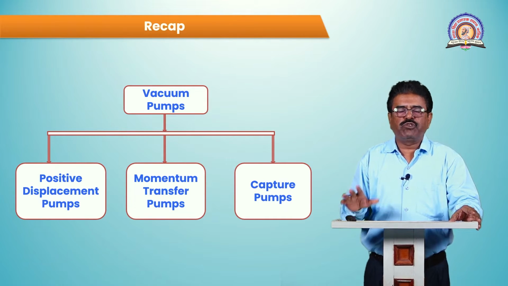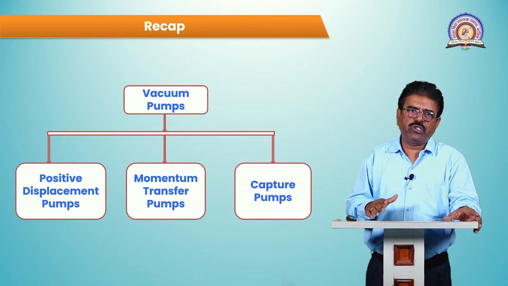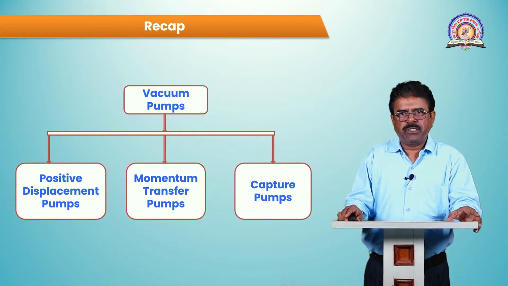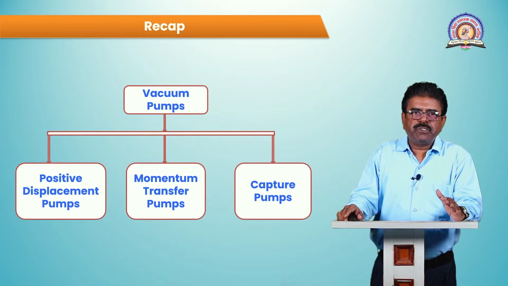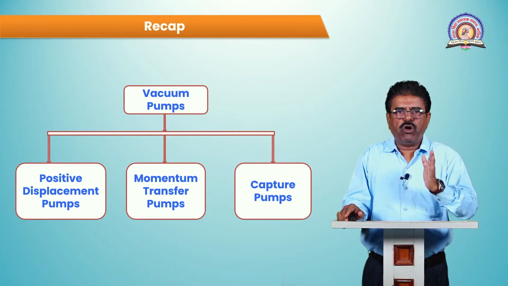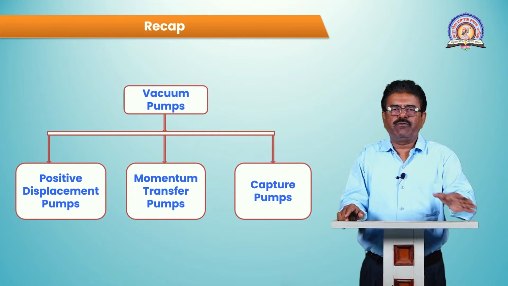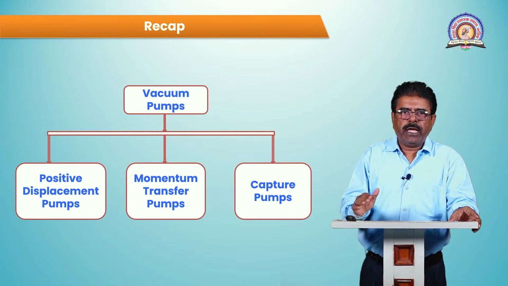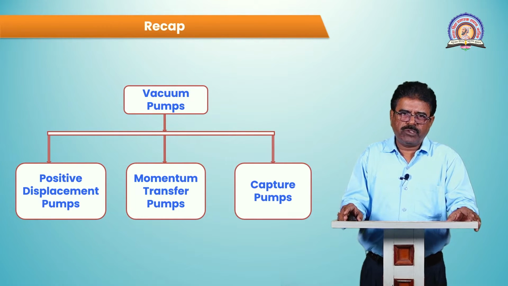Basically, there are three types of vacuum pumps, and the three types of vacuum pumps are, first of all, positive displacement pumps, then second is momentum transfer pumps and capture pumps. In positive displacement pumps, there are some moving parts of some mechanical pumps, and these moving parts are forcing the gas molecules and they are exhausted out of the chamber or the space where you want to create the vacuum. So this is purely a mechanical process.